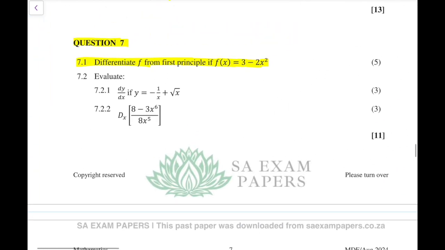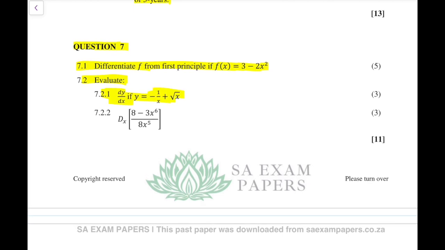Okay, now on to 7.2.1. It says evaluate dy/dx if y is equal to this here. Okay, so we're going to use this space here to just do this. We know that we've got to deal with x as a numerator and no roots. It must always be in exponent form. So this is minus 1 times x to the minus 1, converting that. And then the root is going to be x to the power of a half. So plus x to the power of a half. Now, if we're going to find the derivative of y with respect to x, this is going to be minus 1 times the minus 1, which is going to give us a positive 1, because exponent times coefficient, and then subtract 1 from the exponent. This is going to be a half x to the minus a half. And that's it. Done.